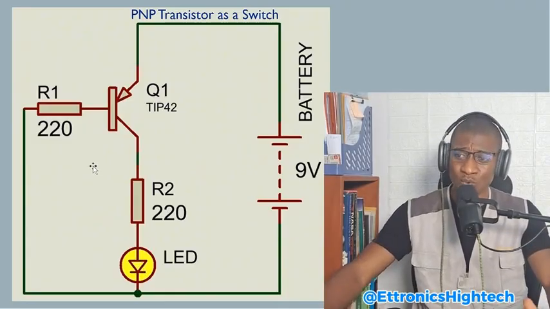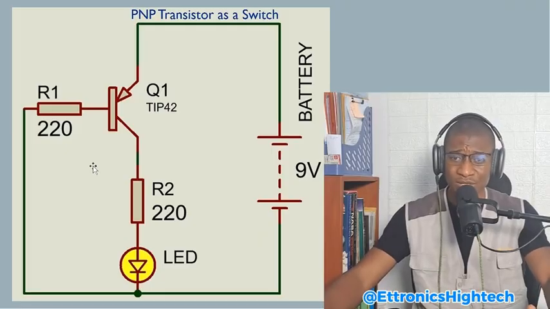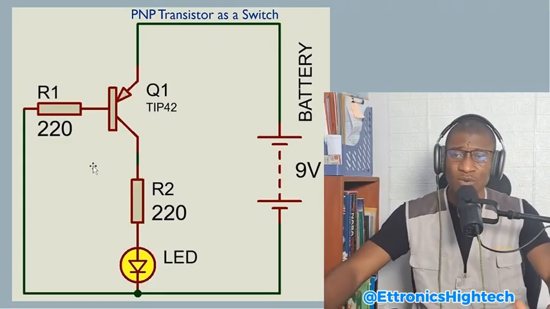Now let's say you want to bias the transistor, but you don't want to use 0 volts to bias it. It doesn't matter the voltage you want to use to bias the transistor.